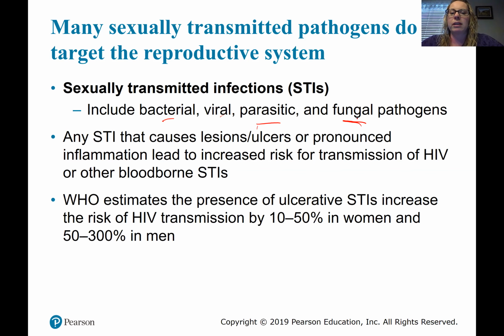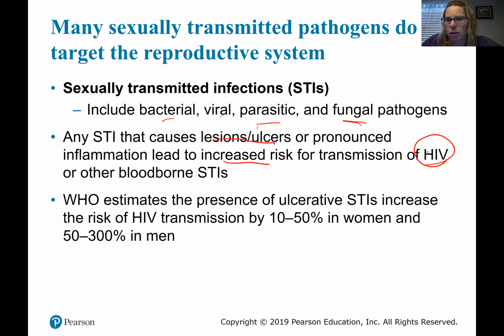Most STIs will produce some sort of lesion or ulcer or some sort of inflammation. And that inflammation then can increase the risk of transmission of HIV. So if you have a lesion or inflammation of a mucous membrane or part of the reproductive system, and you are exposed to HIV, you are much more likely to contract the HIV and become infected than if you were exposed to HIV and did not have any inflammation or lesions.